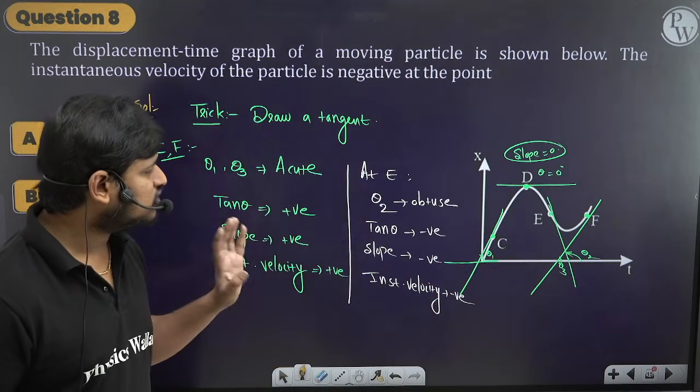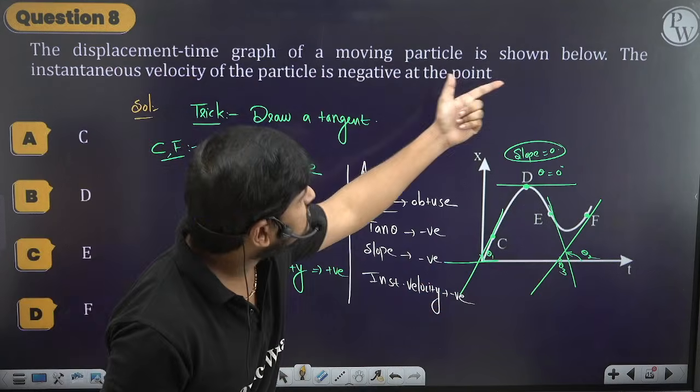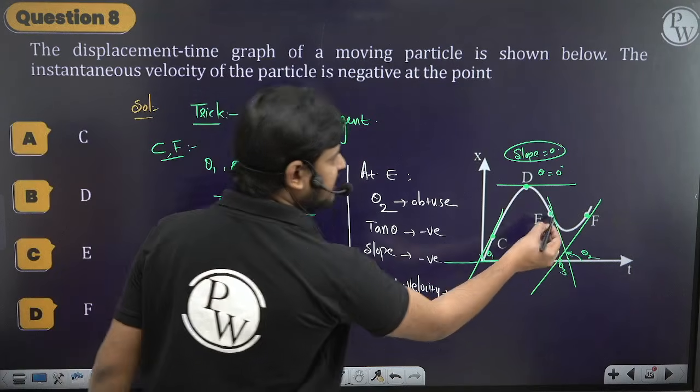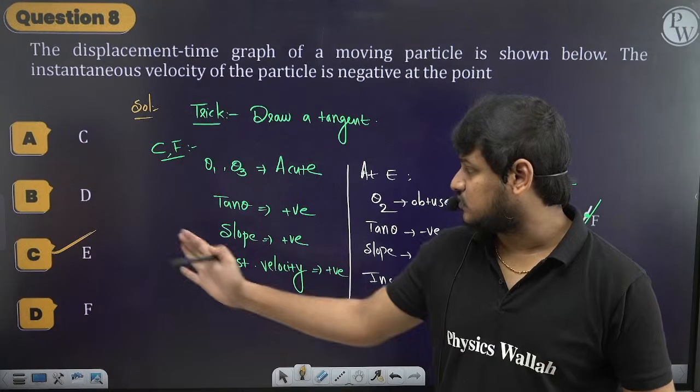Here, what they asked in the question: the displacement-time graph of a moving particle is shown below. The instantaneous velocity of the particle is negative at which point? At point E. So option C is the correct one.